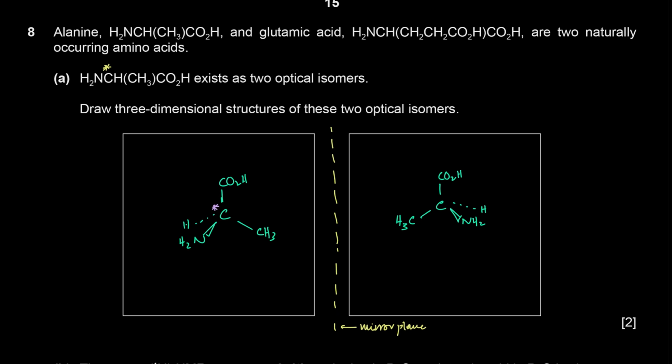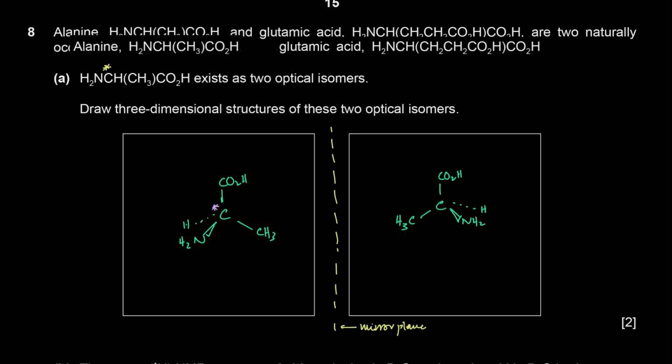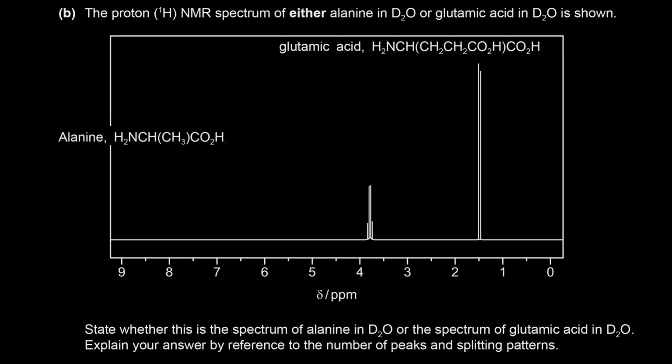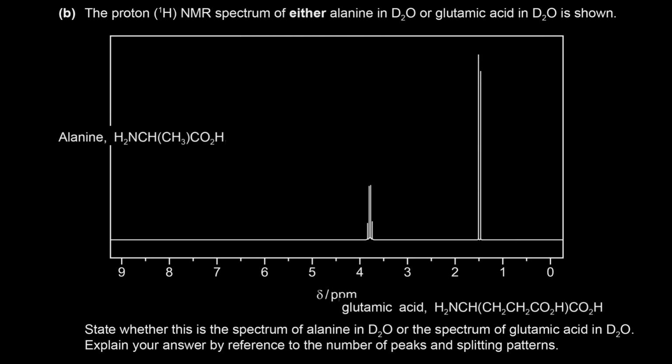So first of all, let's look at the two structures that we have over here. We have glutamic acid, and we have alanine. I'm just going to look at their two structures, and we have to figure out which of these two compounds the NMR spectrum belongs to.